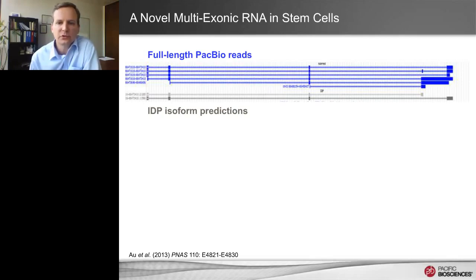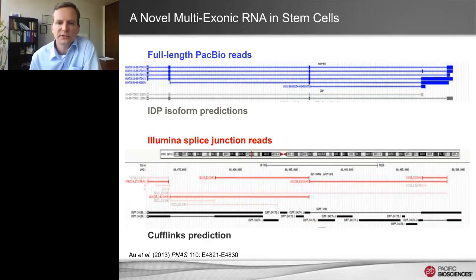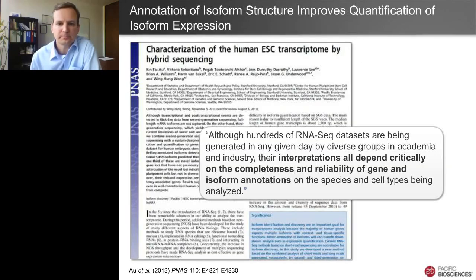This particular intron hasn't been spliced out in these two reads. In contrast, the same region shown here with the Illumina splice junction reads in red gives rise to the Cufflinks predictions, and you can see that the region is fairly messy and cannot be interpreted.